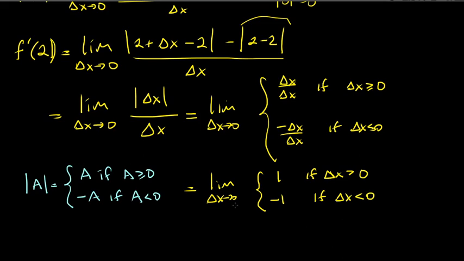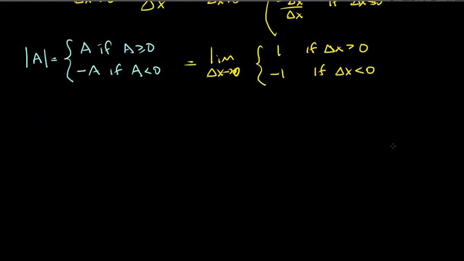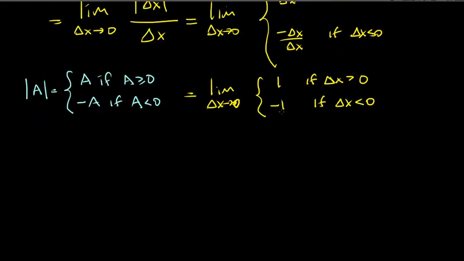So remember, we're taking the limit now as delta x approaches 0. So delta x cannot equal 0. So what is the limit of this function here?